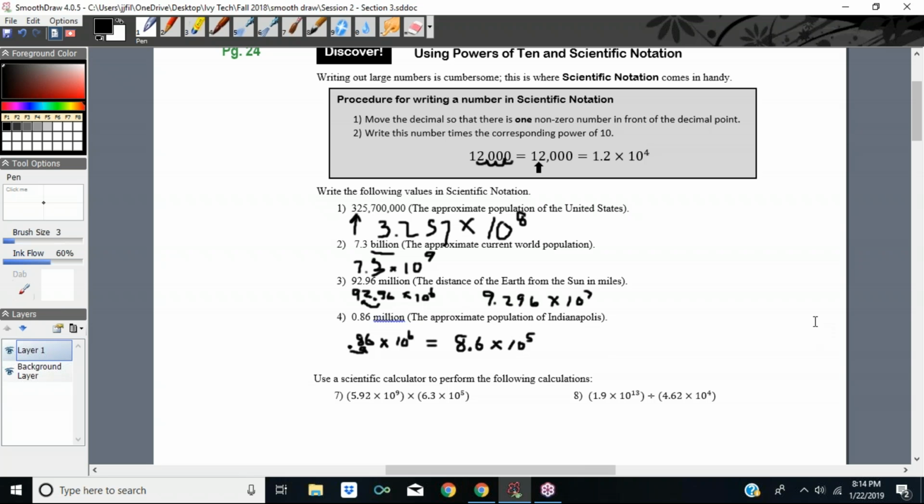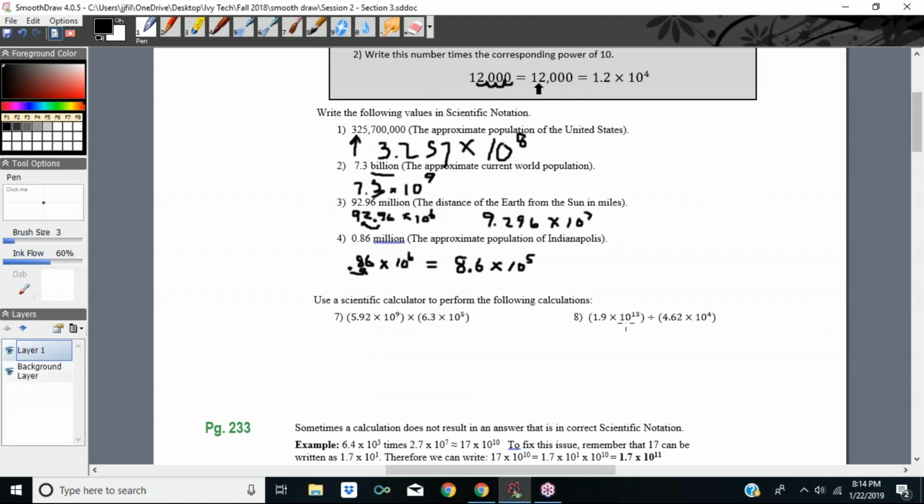Okay, you guys are awesome. I see most of your answers in here look fabulous before I even had a chance to explain it. That's awesome. Very nice. So that's how we write numbers in scientific notation if they're not already.